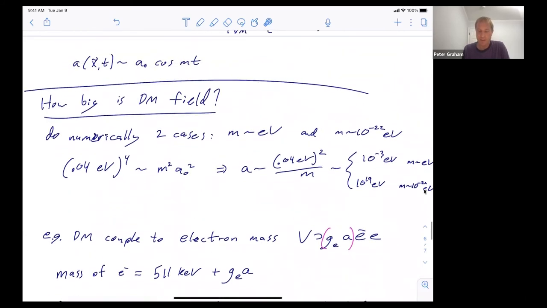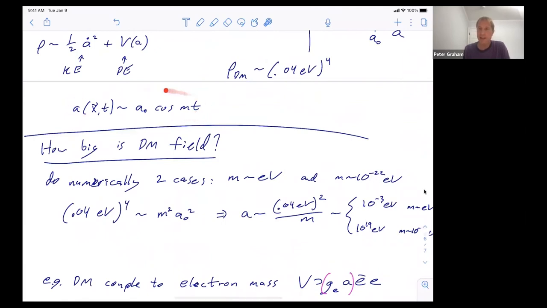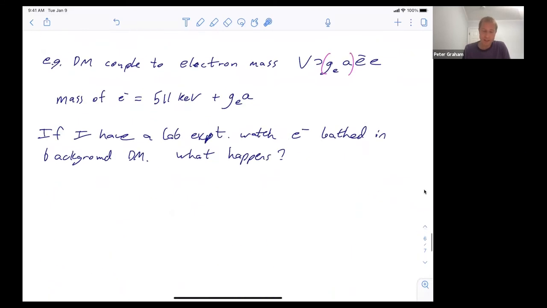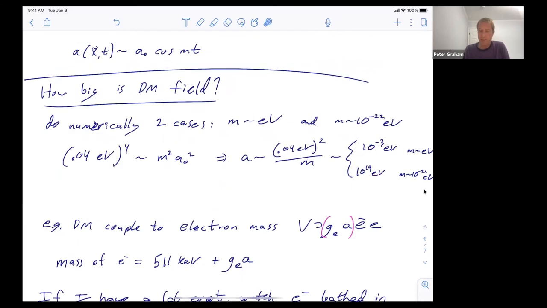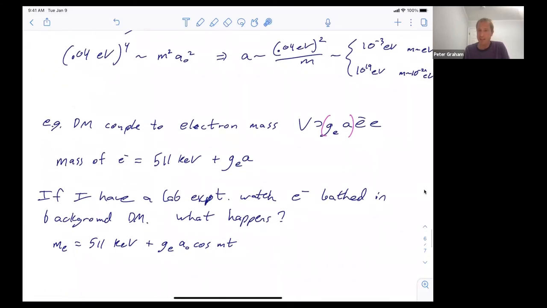And remember, what is that axion field doing? Well, it's oscillating in time with frequency equal to the mass of the dark matter, right? So what I should see then is that the physically observed mass of an electron is a constant average, 511 keV, plus some oscillating piece, A_0 cosine(mt), where m is the mass of the dark matter. And we know this A_0, we know the amplitude here. In just a second, I'll have you evaluate this numerically to see how big it is, okay?